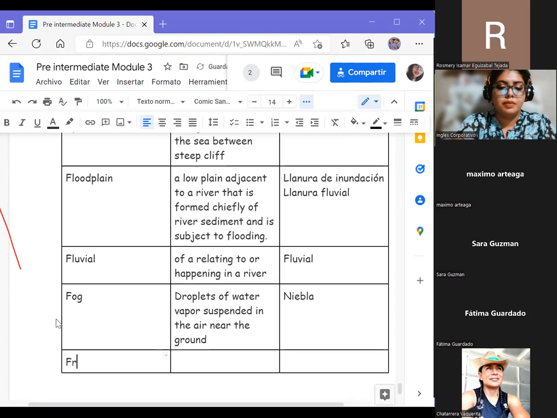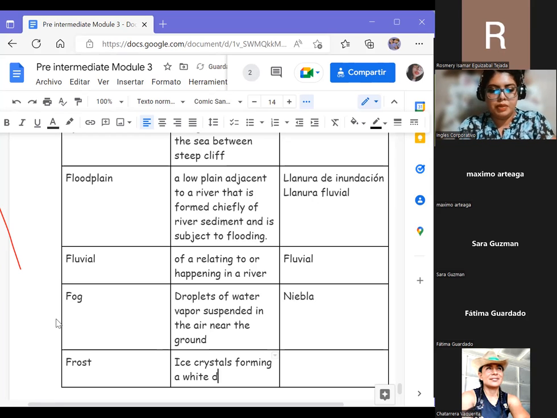Then we have frost. That means ice crystals forming a white deposit. And in Spanish, this means escarcha.